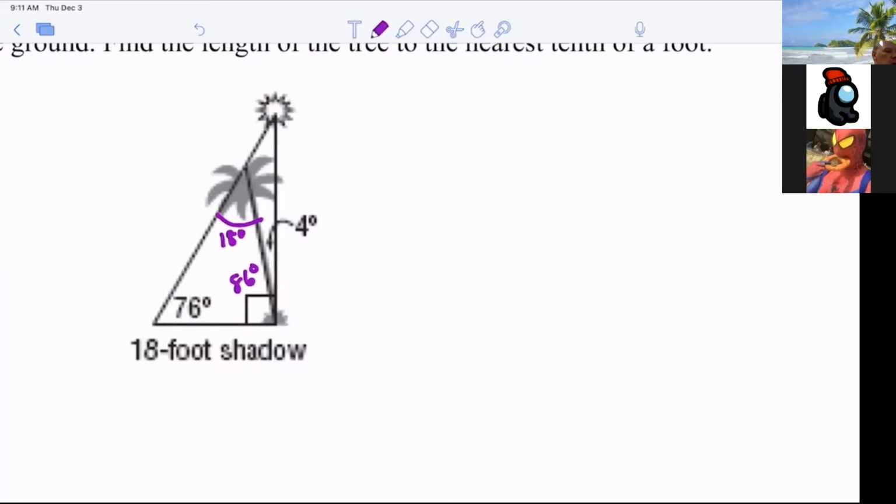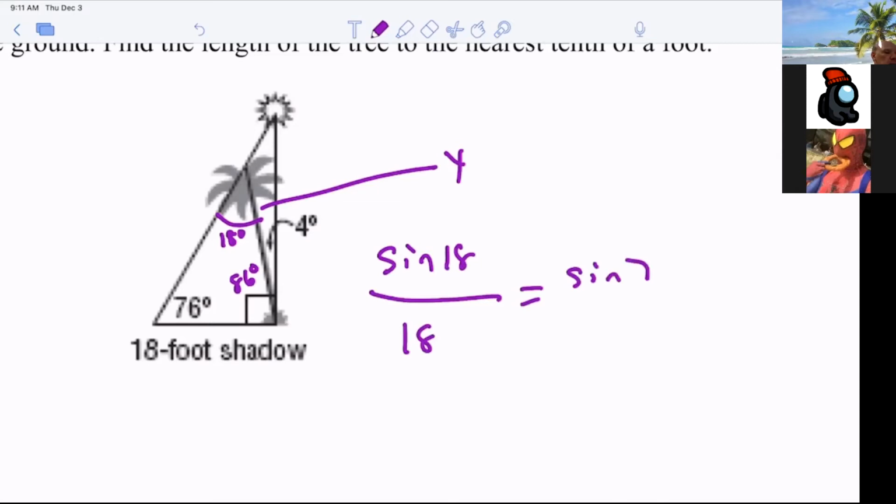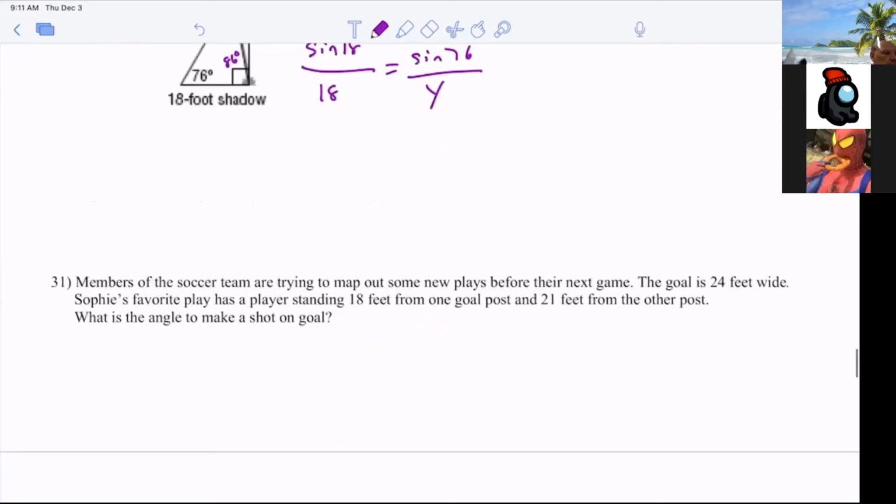So I want the tree, which I'm going to call Y. If that's Y, it's going to be sine of 18 over 18 equals sine of 76 over Y. Oh, the shadow. How's that? Again, setting them up is the hard part. I know you can plug the numbers in. All right, let me find 31.